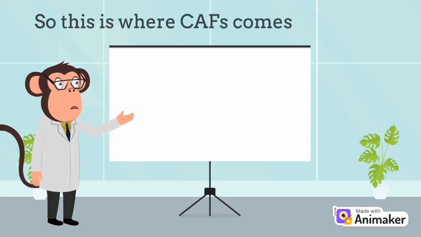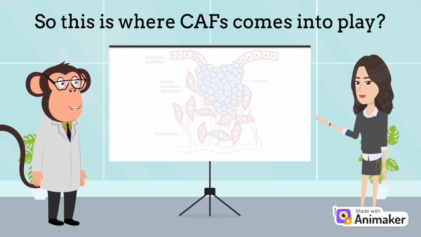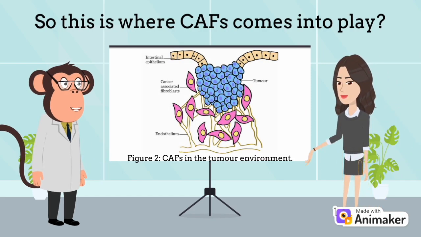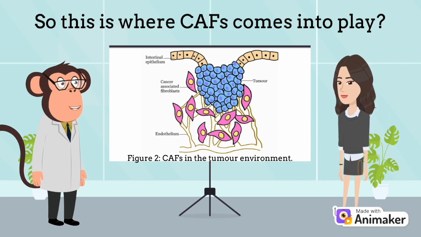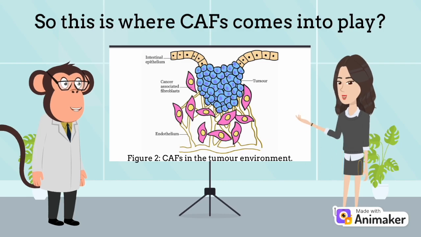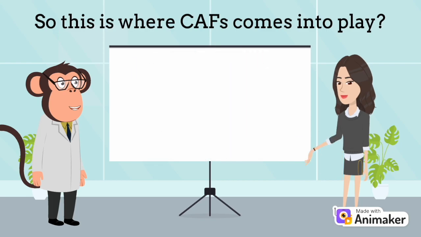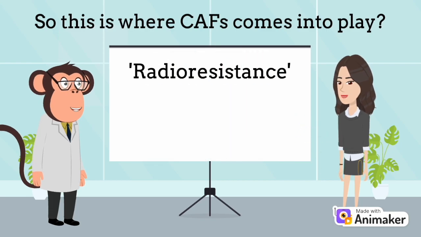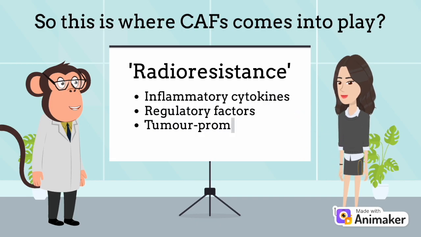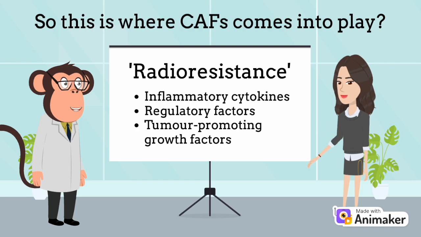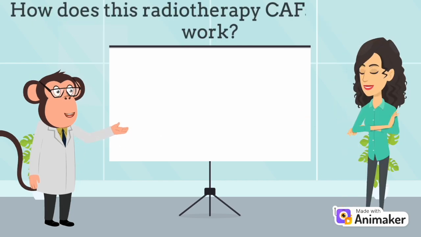So this is where cancer-associated fibroblasts come into play? Exactly. Cancer-associated fibroblasts, or CAFs, are one of the most abundant stromal components in the tumor microenvironment. In rectal cancer, they form part of desmoplastic stroma, which is the fibrous connective tissue around the tumor. CAFs have an active role in tumor progression and cancer pathogenesis by offering radioresistance through the production of inflammatory cytokines, regulatory factors, and other tumor-promoting growth factors. This makes radiotherapy treatment surrounding cancer-associated fibroblasts revolutionary by focusing on the role of the tumor microenvironment rather than just the cancer cell. Okay, so how does this radiotherapy CAFs treatment work?